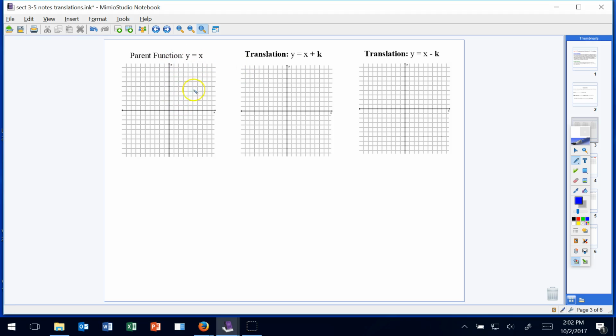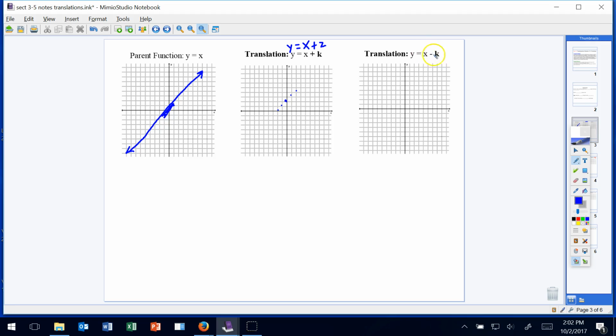We looked at the parent function y equals x, which is a line. I'll just do a rough sketch here. A line that goes through the origin, has a slope of 1. And what we're doing here, by adding this number, this constant called k, we're indicating a vertical shift. So, for example, if I start with the parent and add 2, then all of the points on the parent get shifted up 2 places.